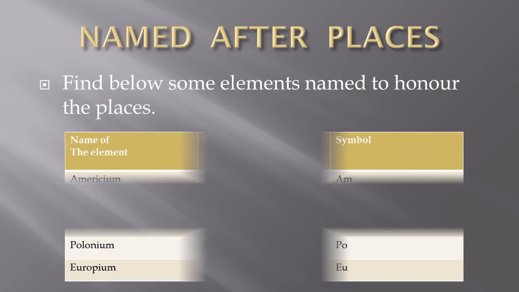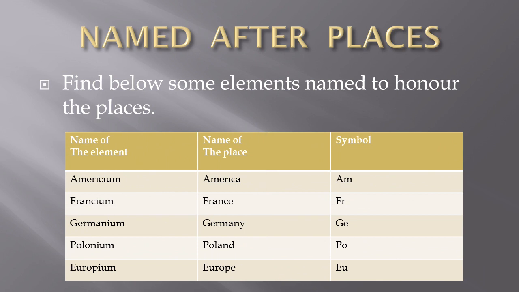We are now moving on to the next category of elements named after places. Find below some elements named to honor places. In the table, the first one is Americium, as the name tells you. It is after America, symbol capital A, small m. Francium, named after France, symbol Fr.